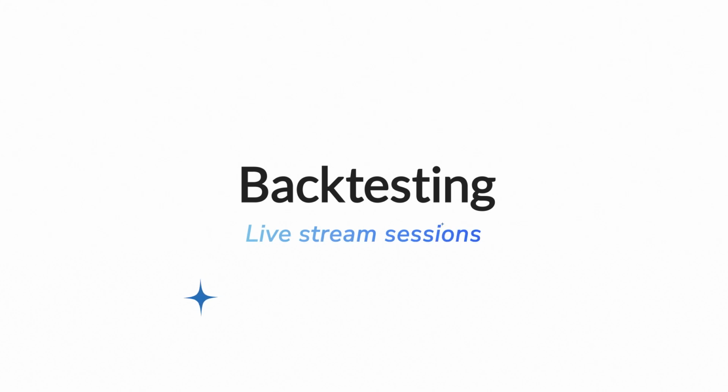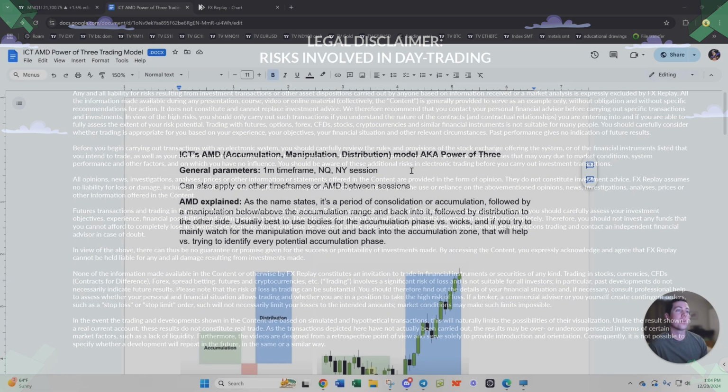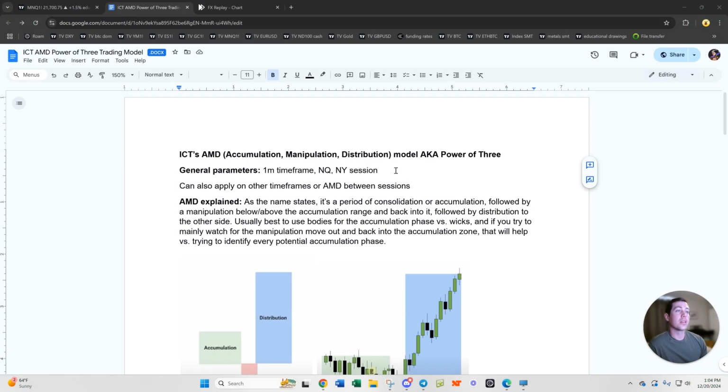But yeah, I'm going to be going over this model with you guys today: Accumulation, Manipulation, Distribution, AMD, aka Power of 3, and we're going to be running it on the NQ today, the NASDAQ. I'm actually going to use the 1 minute time frame for you guys today to show the scalpers in the group some potential strategies to look at.